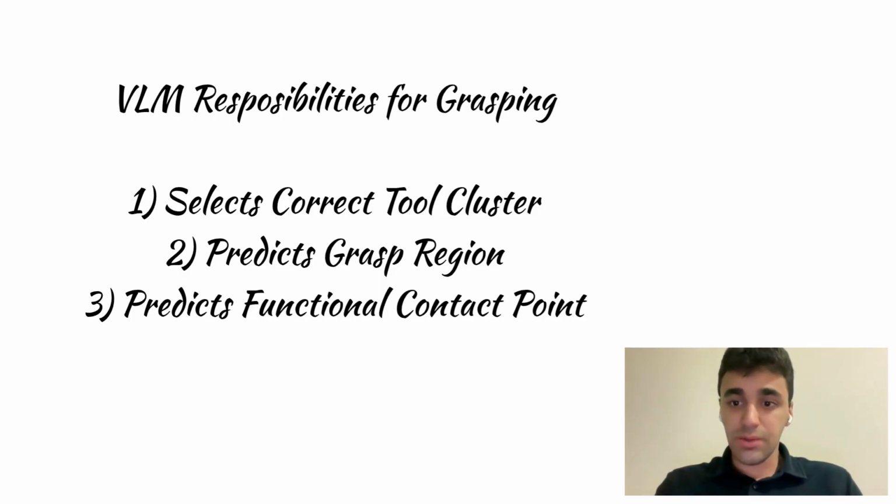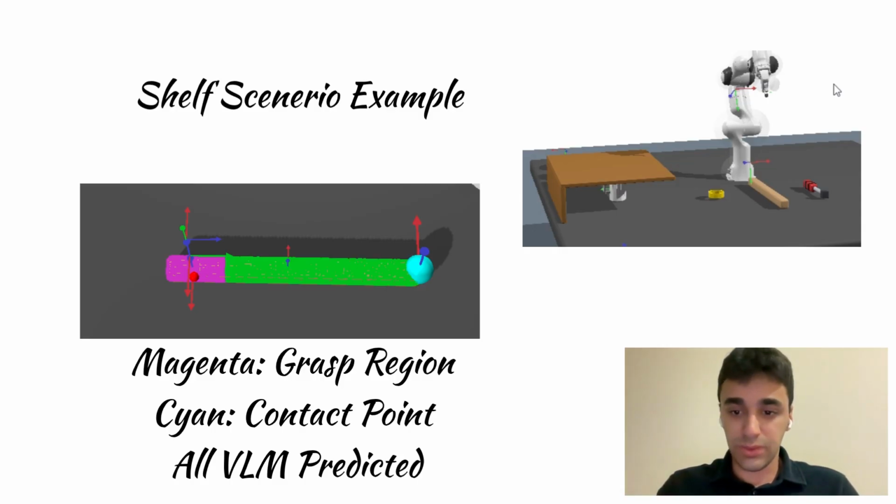First, it selects the correct tool cluster for the task. Second, it predicts the grasp region, meaning where the robot should hold the tool. Third, it predicts the functional contact point, which is the part of the tool that should interact with the target object. For example, in the shelf scenario, if the robot grabs one end of the tool, the contact point should be on the opposite end so that it can push the cup out from under the shelf.